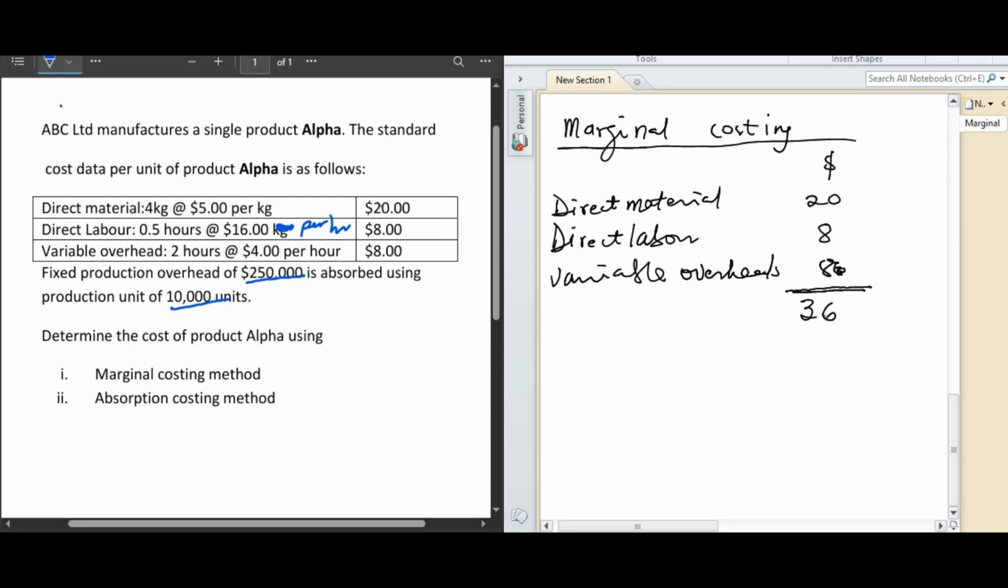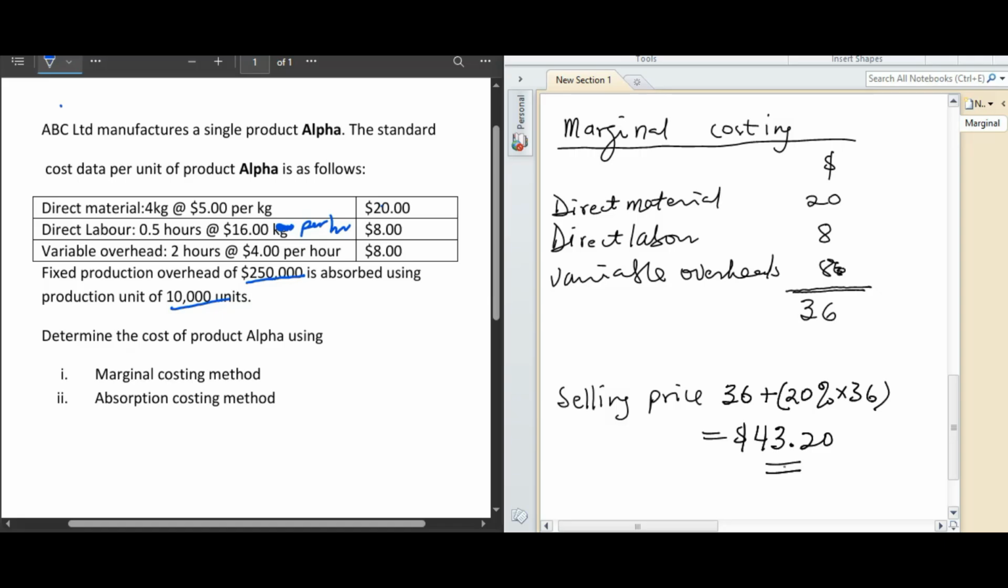So if it's the cost of producing one product of alpha, and we want to sell this product and make a profit of 20%, then what will be the selling price? The selling price will be 36 plus 20% of the 36, which will give us $43.20. So using the marginal costing system, this will be the selling price.